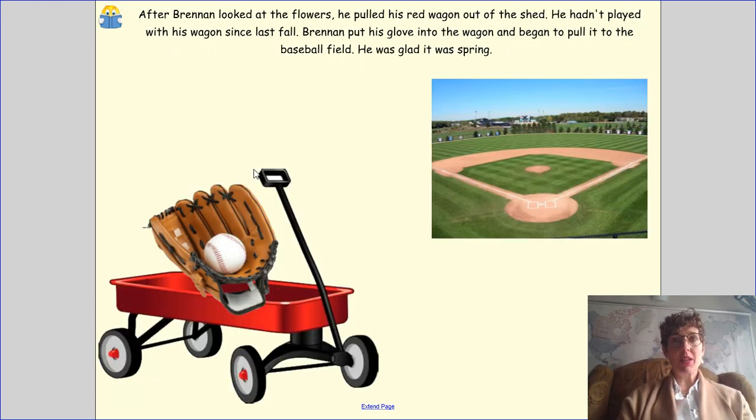After he looked at the flowers, he pulled his red wagon out of the shed. He hadn't played with his wagon since last fall. Brennan put his glove into the wagon and began to pull it to the baseball field. He was glad it was spring.